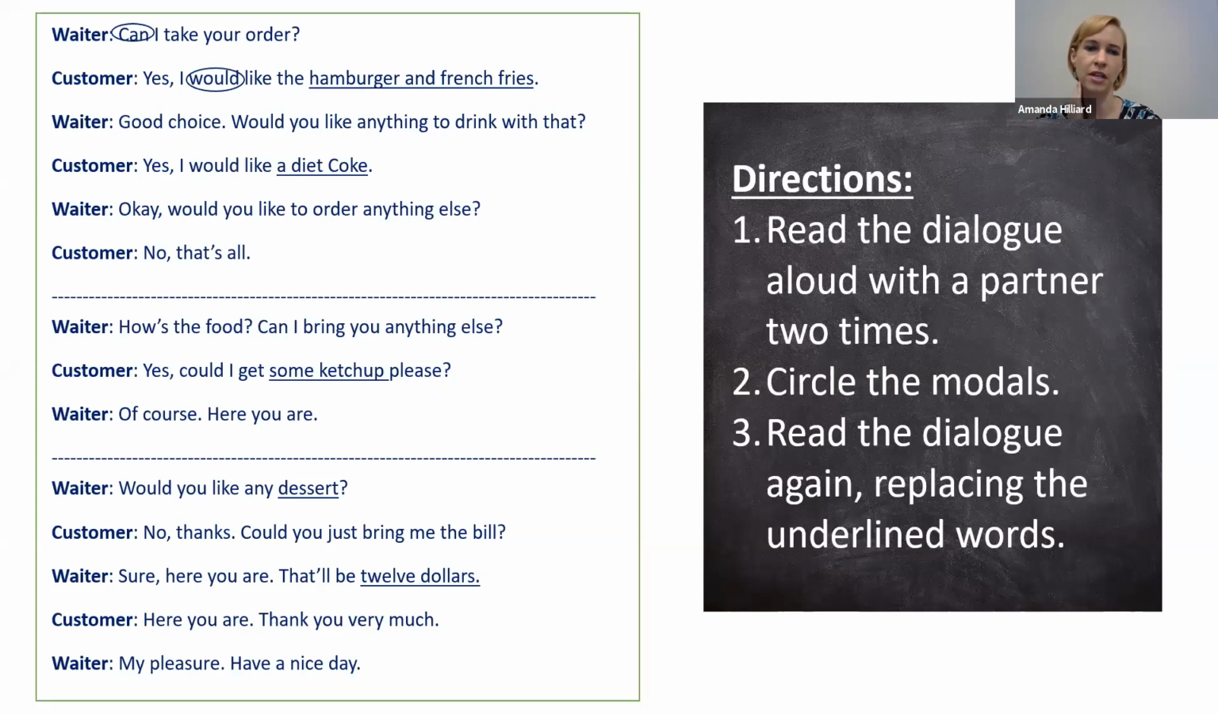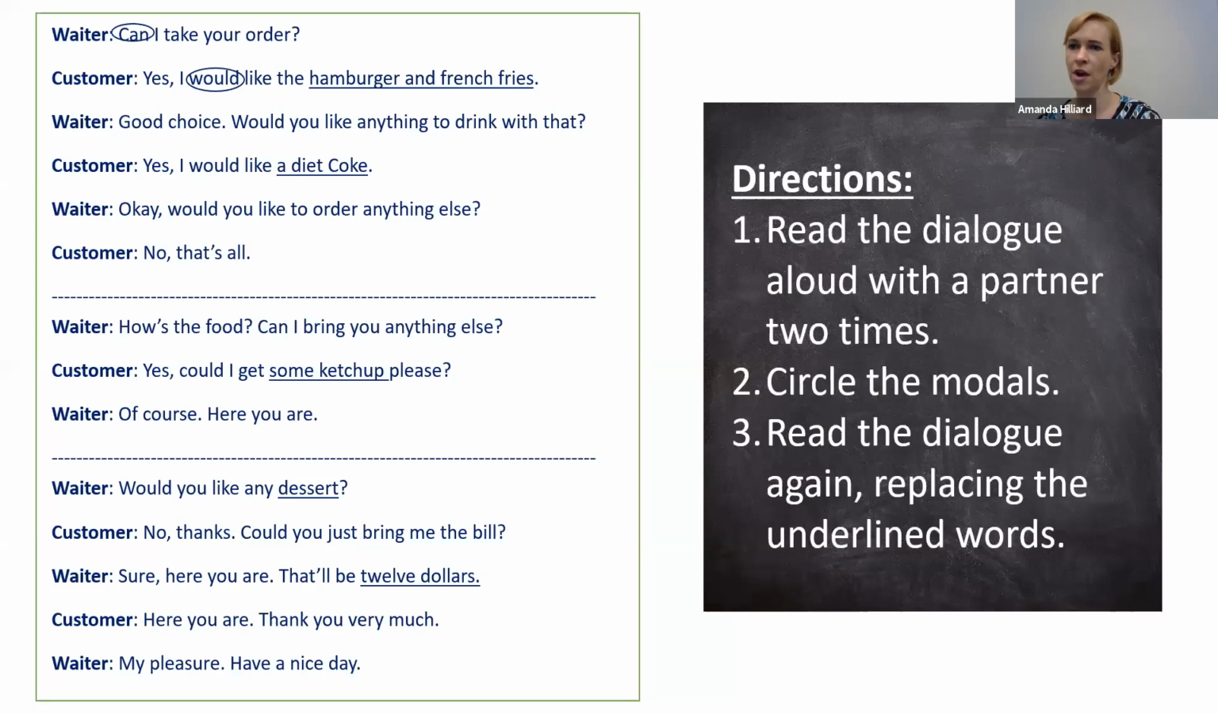I might have them do something like this. So here I have 3 directions on the board, but I would probably just do each one at a time. So first I have the students read the dialogue out loud with a partner twice, so they can read both the waiter and the customer and get used to the kind of language they might need to use to do the role play later.